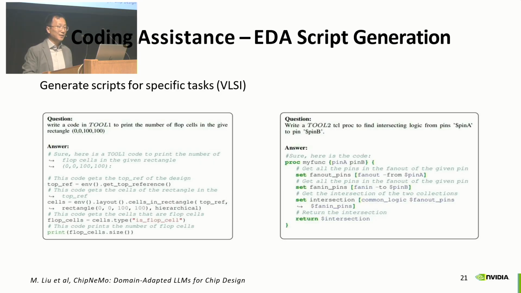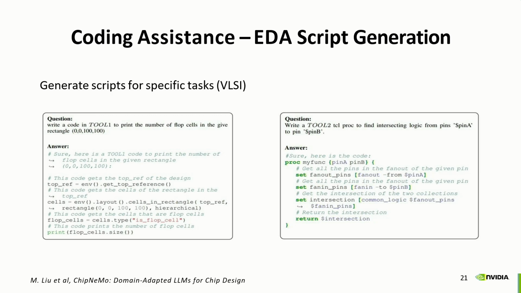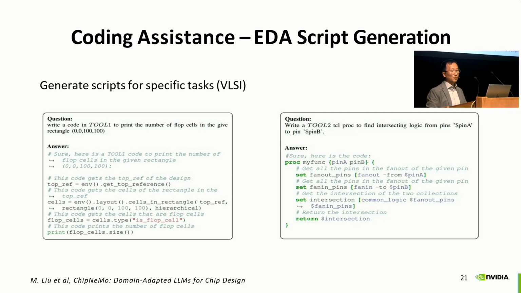So let me show some examples for coding assistance for EDA script generation. Here, we use ChipNeMo to generate VLSI scripts. It can generate scripts for both internal VLSI tools as well as commercial VLSI tools. The internal tools are based on Python, while the commercial tools are based on Tcl.